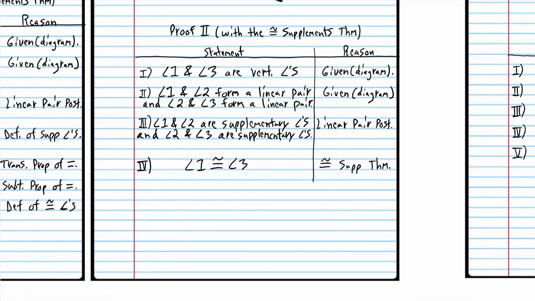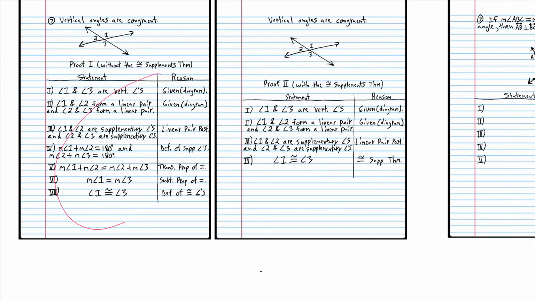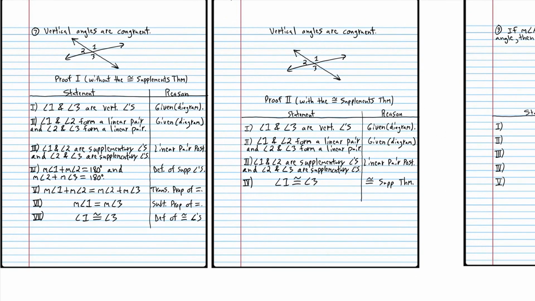So by using that theorem, it allowed us to skip, let's see how many steps. Here we had 7 steps, and here we had only 4 steps. So you can see that the Congruent Supplements Theorem really helps us to do proofs more quickly.